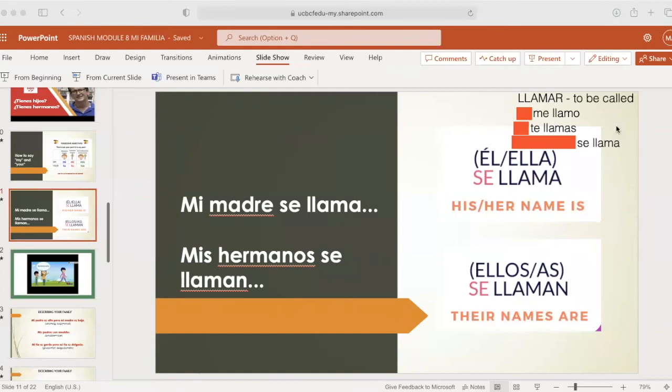Or se llama. Let's go now to se llama. Mi madre se llama. Okay. Or ella se llama. Mis hermanos, if we go to plural, mis hermanos se llaman. You just add n. Se, but it's still the same reflexive pronoun here, but you have to add now n. Okay? Se llaman. All right. Their names are, ellos or ellas se llaman. Any questions?